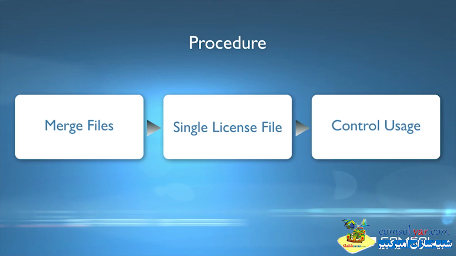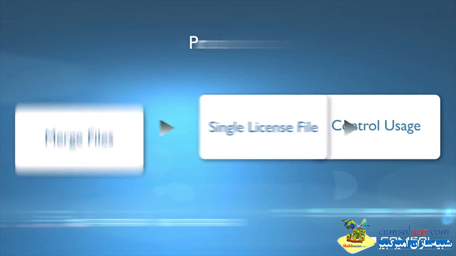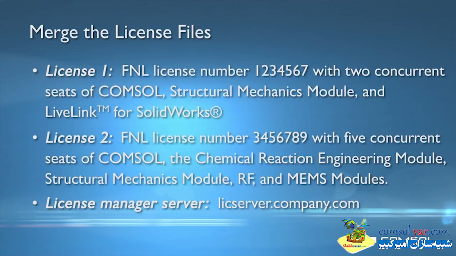Our first step will be to merge the license files. For this example, we will go through combining two FNL licenses, which contain different modules and quantities. The process will be the same for CKL, CKL, and for FNL, CKL combinations.